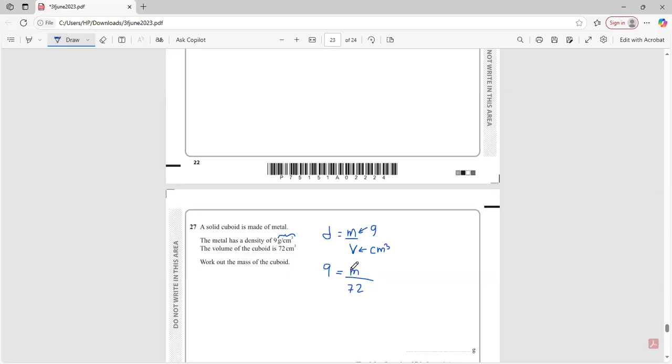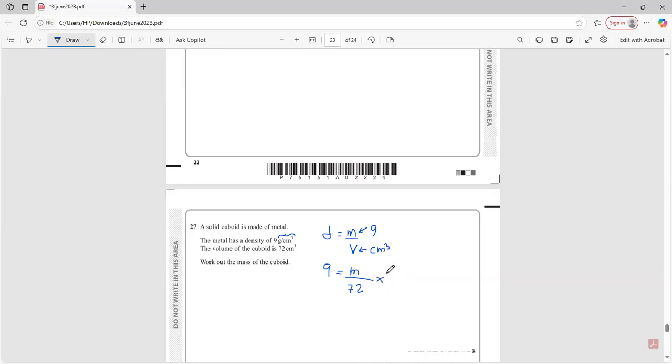Now, the next thing that we need to do is to make M the subject of the formula. And how do you do that? Let me see if you can help me out here. What am I going to do to make M the subject of the formula here? 9 multiplied by 72. In other words, multiply both sides by 72. That's another way of saying it. So that's what I'm going to do now.